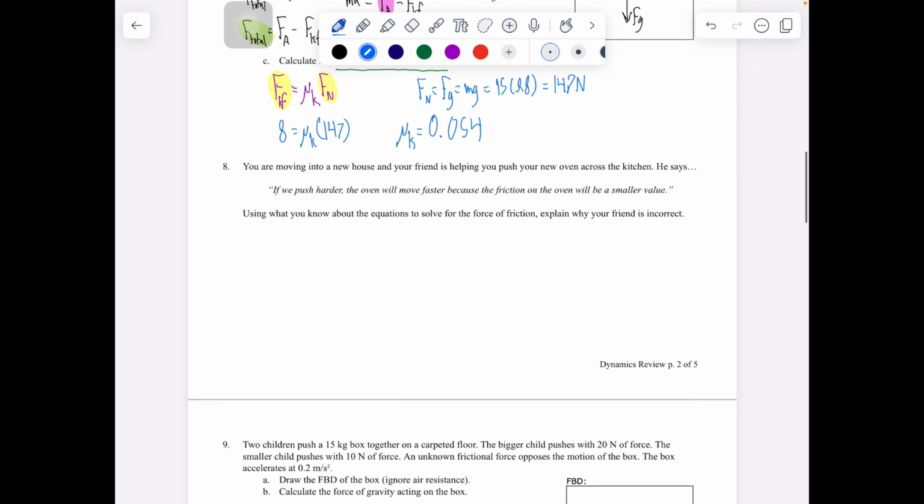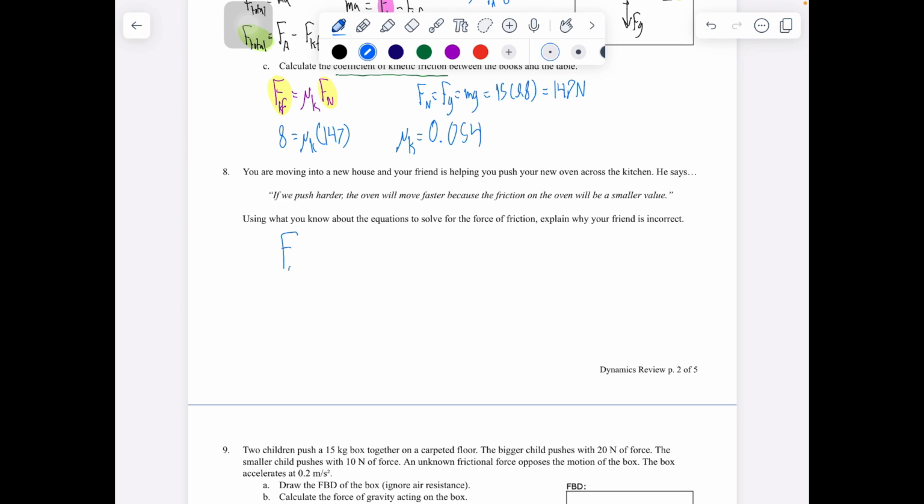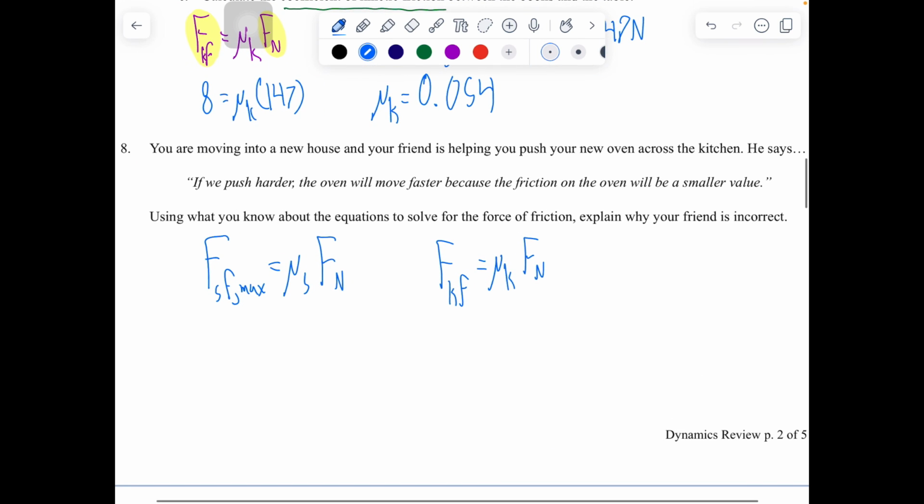Let's look at our equation. Well, the force of static friction, the max value, is the coefficient of static friction times the normal force. Now in this problem, we are saying the oven's moving. So more aptly, we really want to look at our kinetic friction. Mu k times the normal force. Coefficient of kinetic friction times the normal force gives you your kinetic friction force.